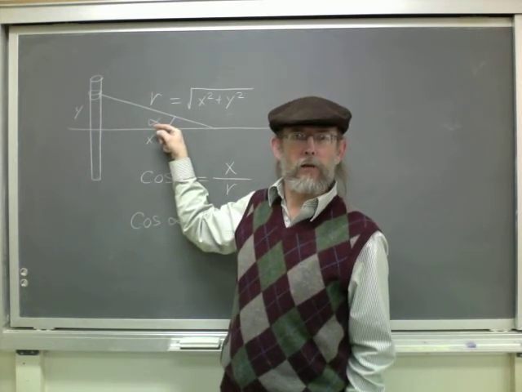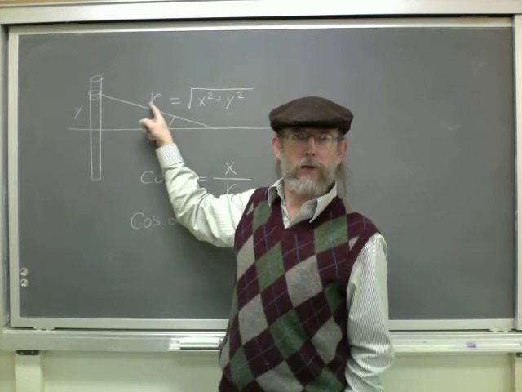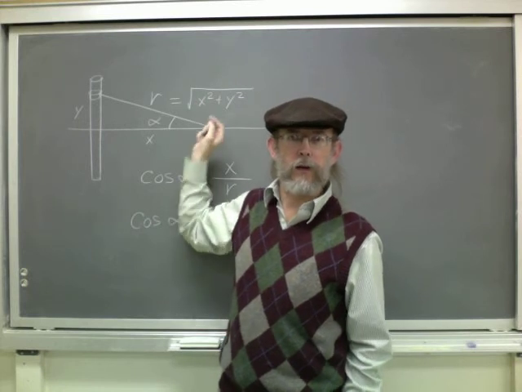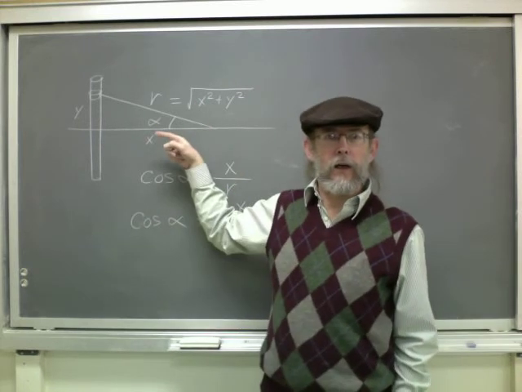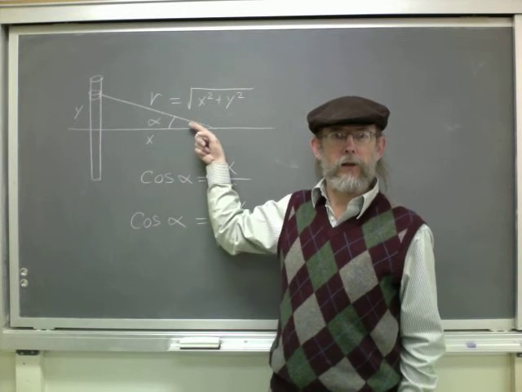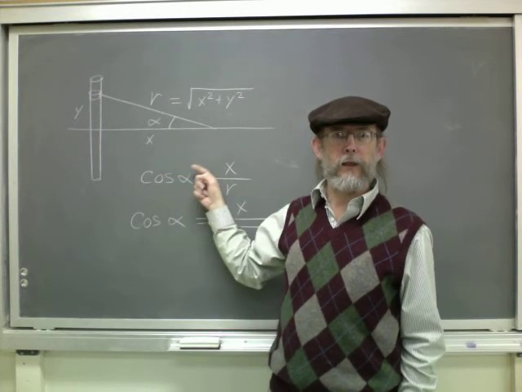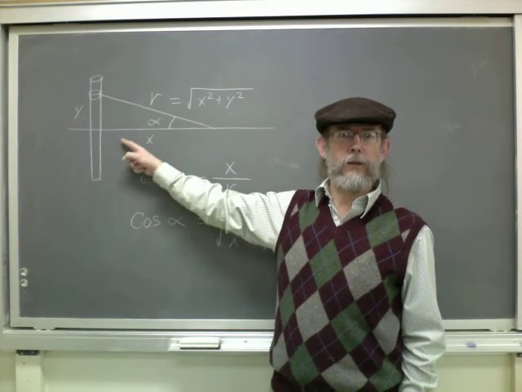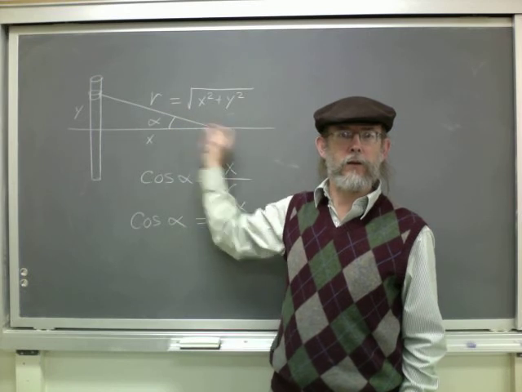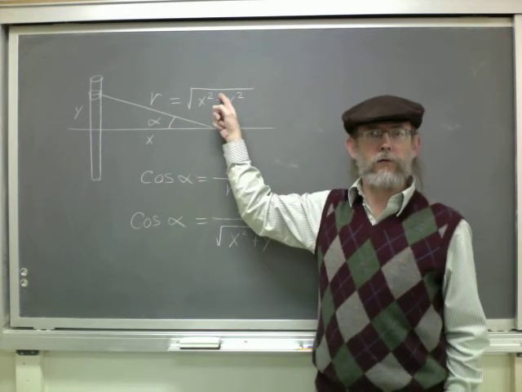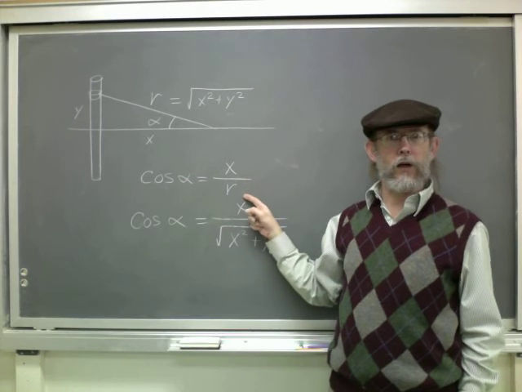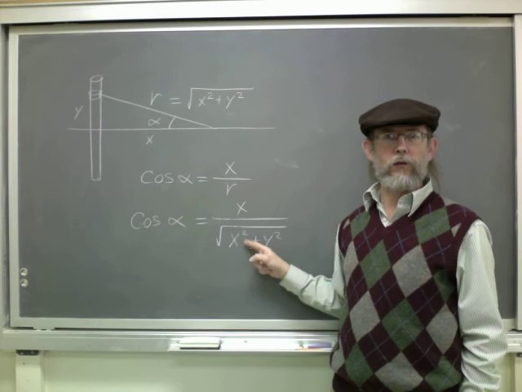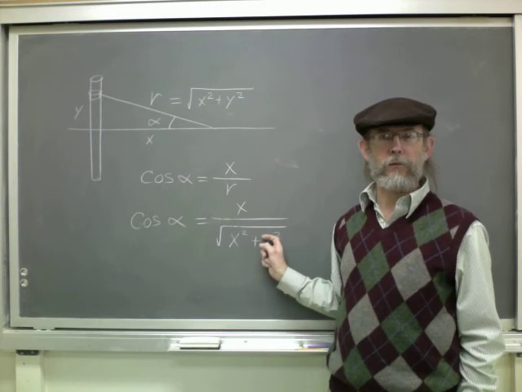So r, by Pythagoras, is the hypotenuse of this triangle and is given by the square root of x squared plus y squared. That gives me r. Then cosine of the angle alpha, here's the angle alpha, cosine would be the side adjacent divided by the hypotenuse. So here is the side adjacent divided by the hypotenuse r, like that. But we have an expression for r, so x over r can be written as x over the square root of x squared plus y squared, because this piece is r. All right.